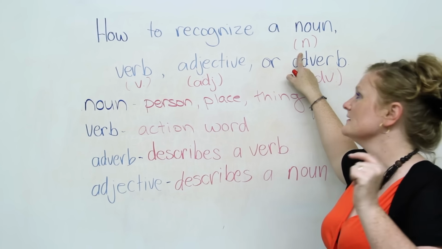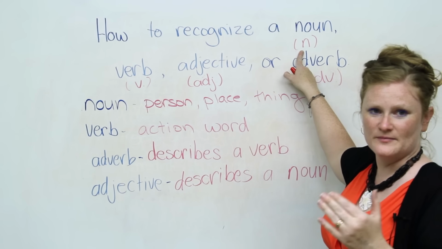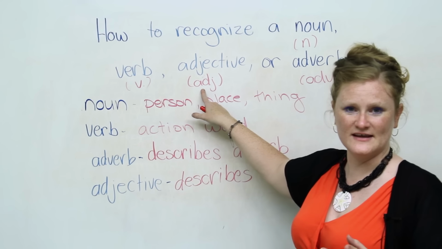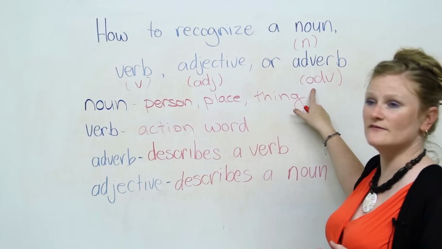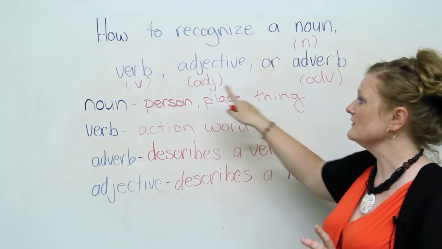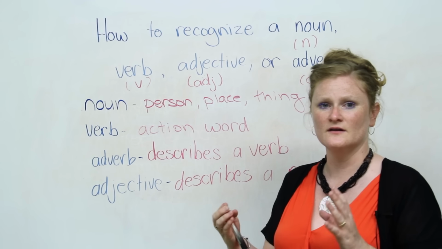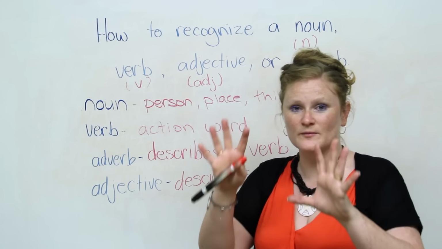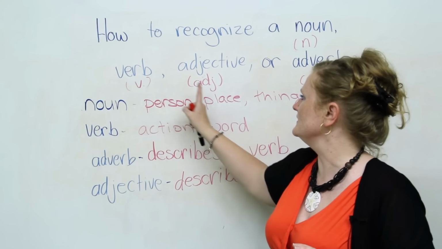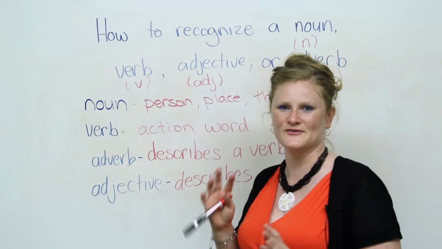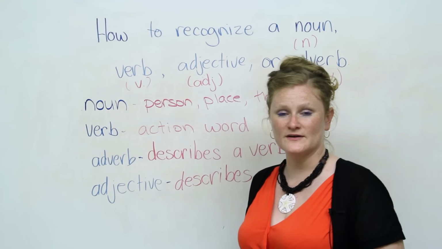A noun is going to be represented by an N, a verb is a V, an adjective is an ADJ, and an adverb is an ADV. So, these are universal. If you look in dictionaries or in some kind of grammar book, they will use N, V, ADJ, and ADV. I did not make these up. I'm not taking credit.